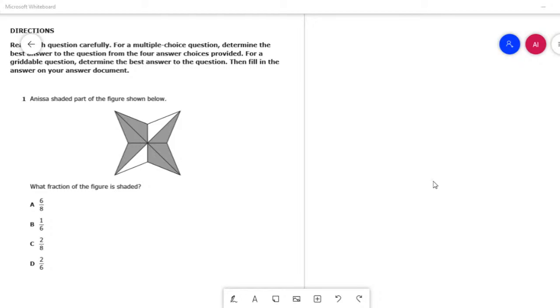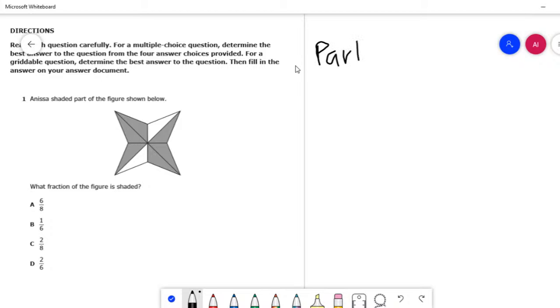The concept that all of today's problems will be going over is fractions and the basic idea of what a fraction is and how to identify the value of a fraction using diagrams and things like that. So what is a fraction? First of all, I'll just quickly show how fractions work. A fraction is a part over a whole.